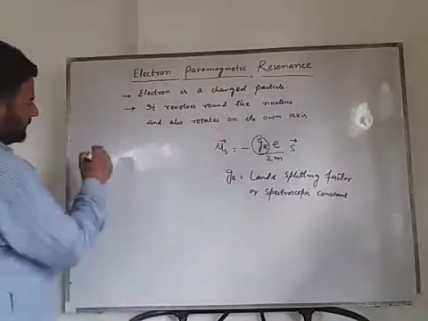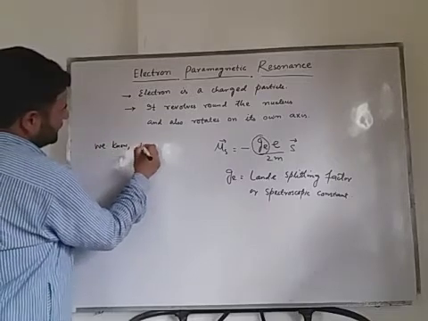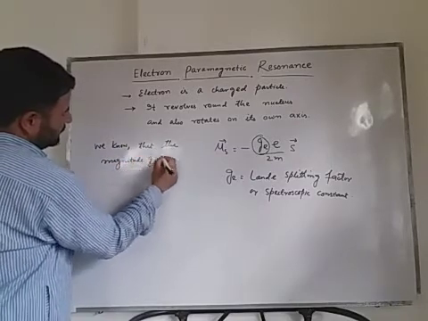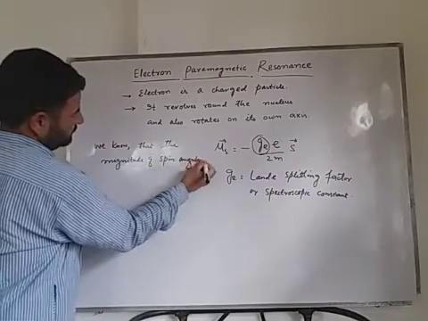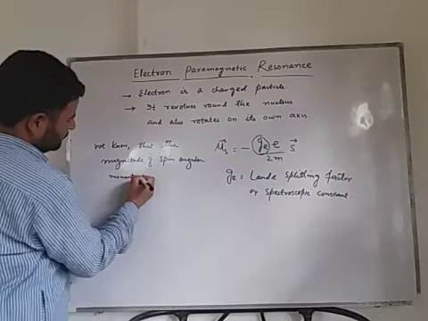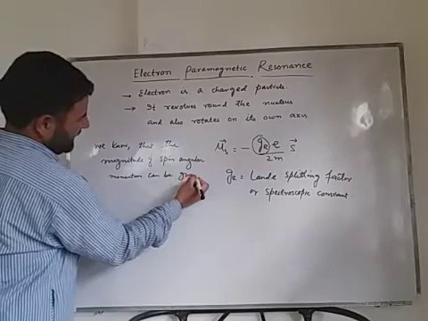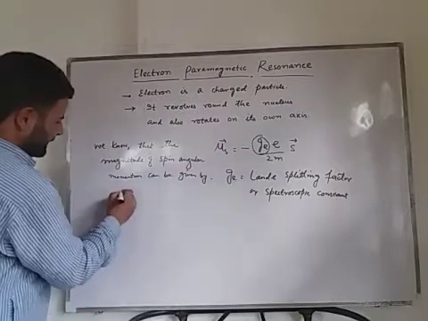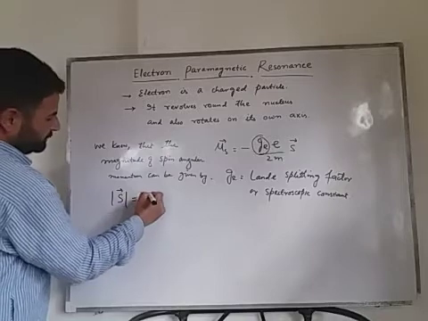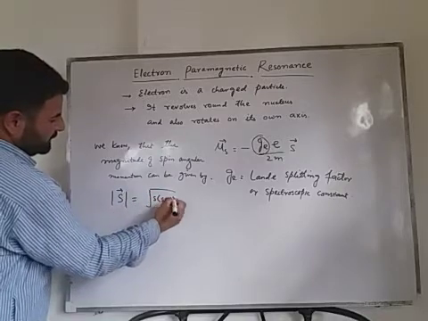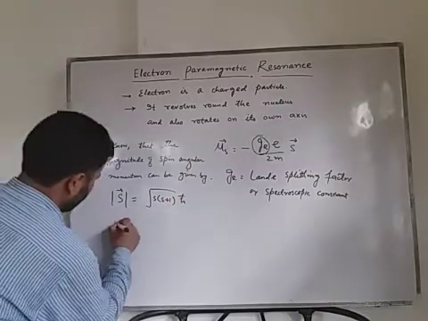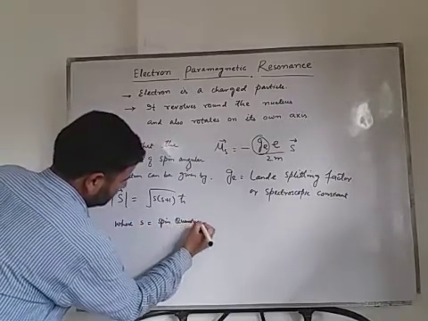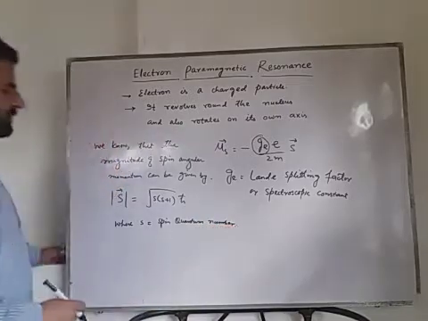So since we know that the magnitude of spin angular momentum can be given by: s magnitude is equal to under root of s into s plus 1 times h cross, where small s is equal to spin quantum number.